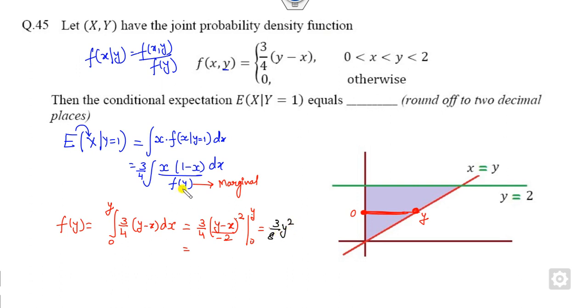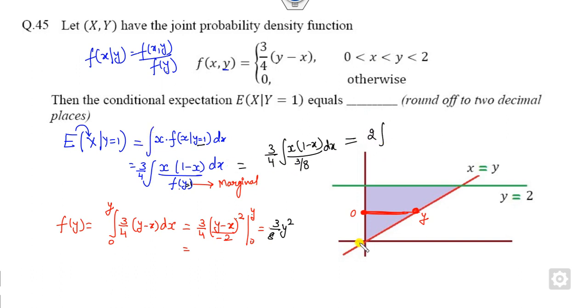Now you can substitute the value here, but y is 1. So what is the answer? This is nothing but 3 by 4 times 1 minus x, and with y equal to 1, f of y is 3 by 8, with dx. Now how can you solve that?